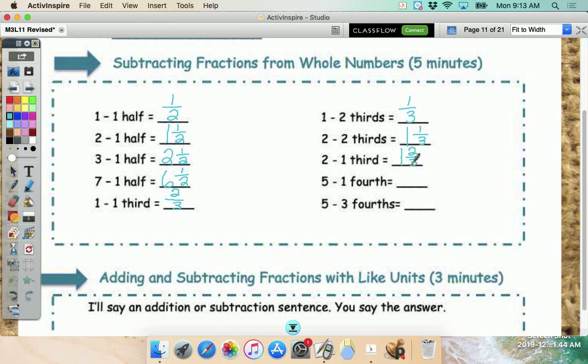We had a sprint like this a while back, didn't we? 5 minus 1/4. And 5 minus 3/4. So our strategy was subtract 1 from the whole number and then think of 1/4 plus something would equal 1 whole. Okay? Let's do the next one.